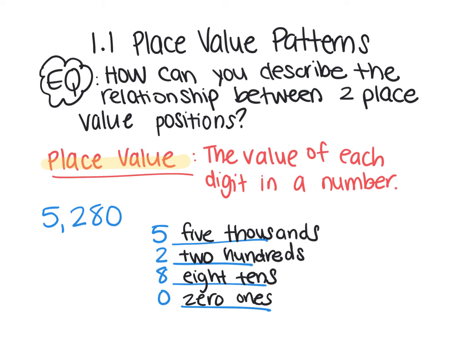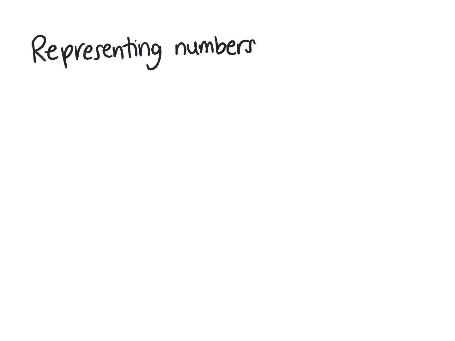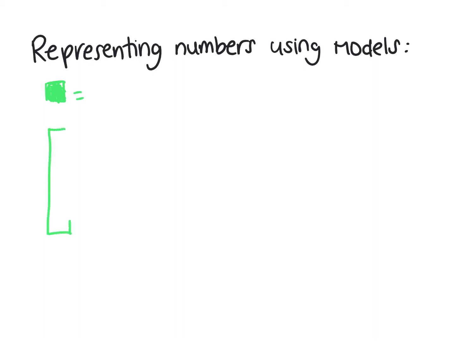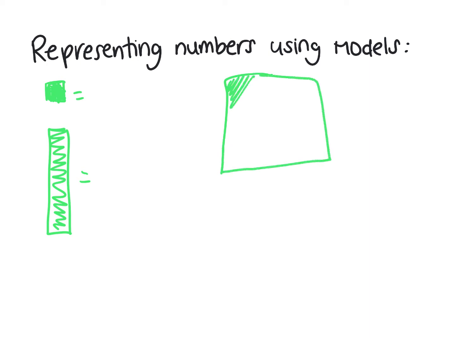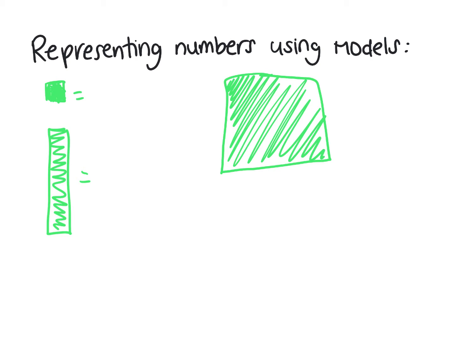Let's think back to representing numbers using models. Okay, so in my class we have these green blocks. They look like this, and they're square shape. And hopefully we're recognizing what that little square means. And then this taller rectangle colored in. And then this large flat square. And then this cube.